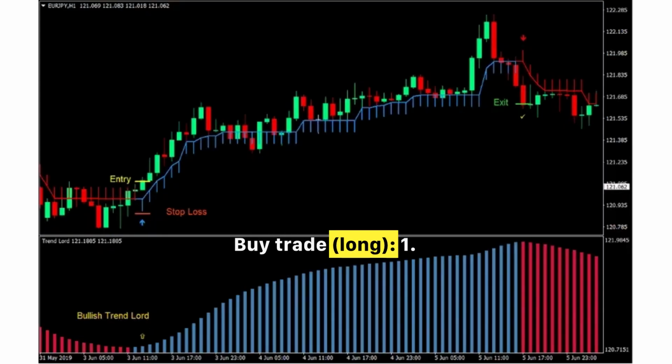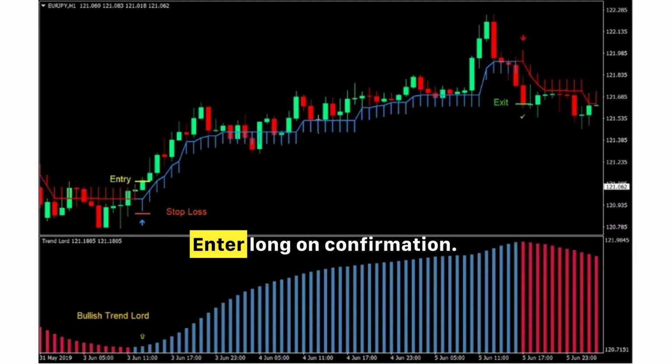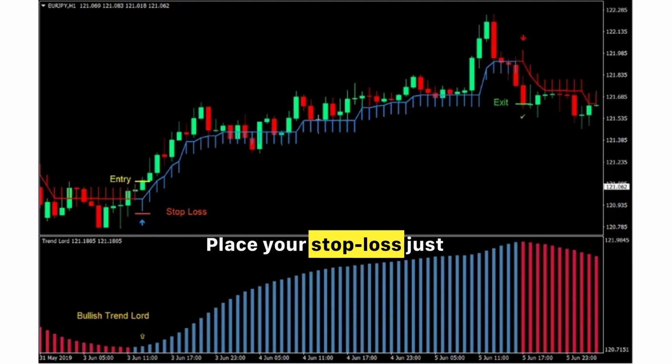Buy trade, long. 1. Wait for the Trend Lord histogram to flip to steel blue. 2. At the same time, or within one bar, the scalper line must turn blue and an up arrow must appear. 3. Enter long on confirmation. 4. Place your stop loss just below the scalper bar. 5. Exit when either the Trend Lord switches back to crimson or the scalper plots a red down arrow.